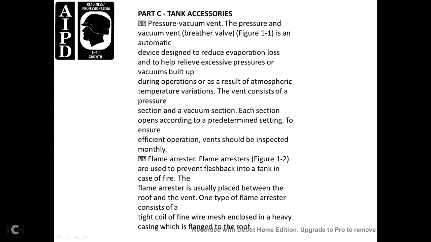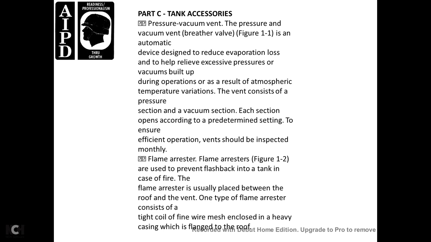Part C, pressure vacuum vent. The pressure vacuum vent is an automatic device designed to reduce evaporation loss and to relieve excessive pressure or vacuum that builds up during operation as a result of atmospheric temperature variation. The vent consists of a pressure section and a vacuum section. Each section, according to its predetermined setting, should be inspected monthly to ensure efficient operation.